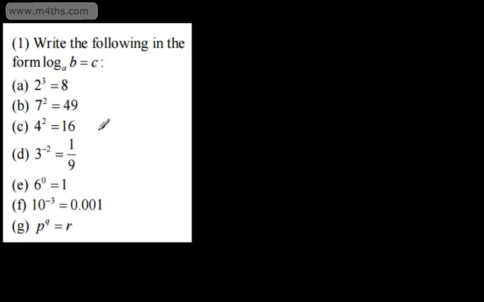So let's go ahead and just do a bit of work with these and look at simplifying, rewriting, and so on. We're asked to write the following in the form log to the base a of b is equal to c. So we've got this now in the equivalent exponential form. So if we look at this now, 2 to the power of 3 is equal to 8. So all I'm going to do is write log to the base 2 of 8 is 3. Remember, 3 is the power the base is raised by to give this particular value. We're just writing the logarithmic equivalent.